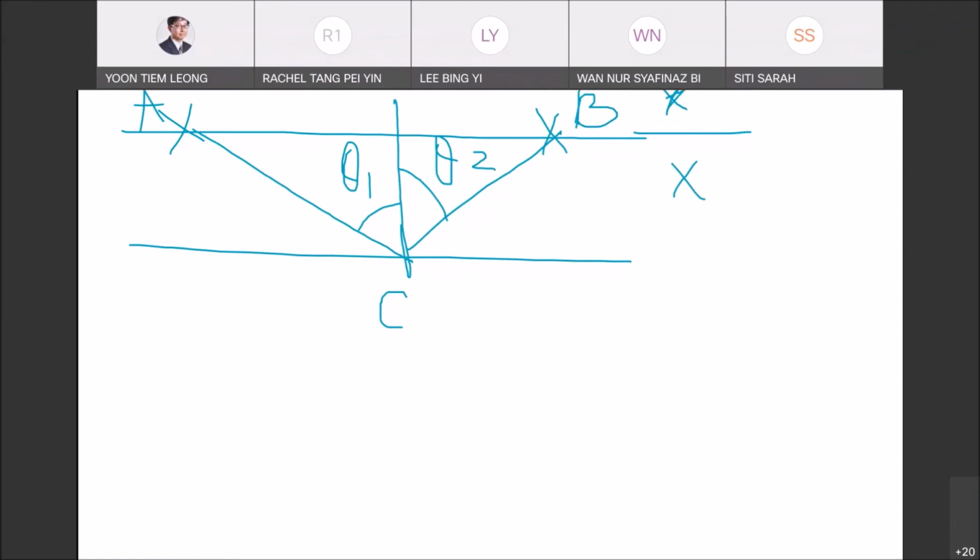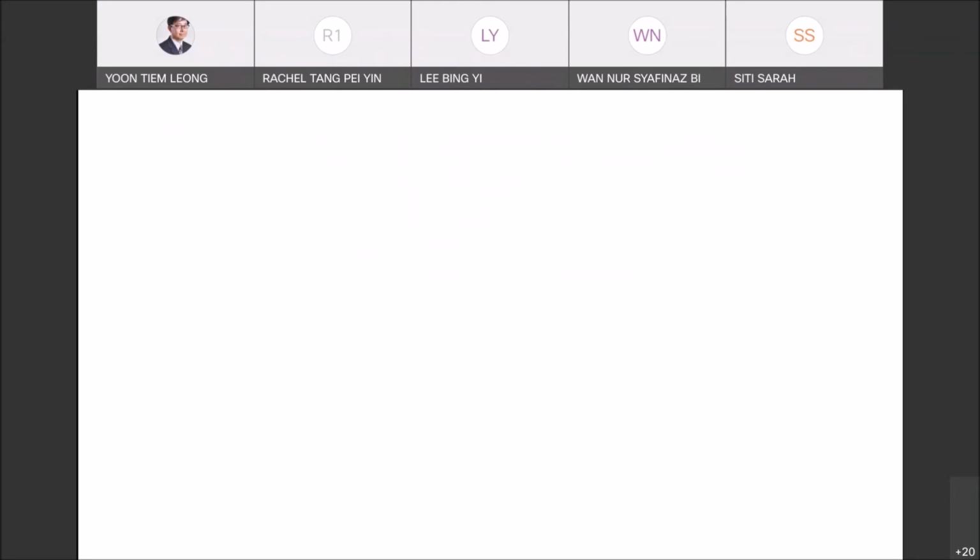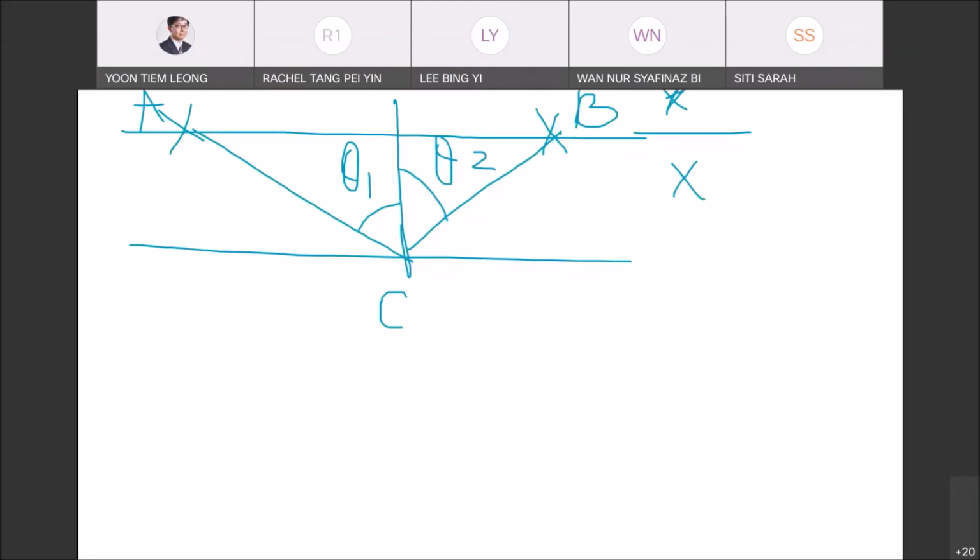But I would just continue to assume that the B... wait, I have a problem with my rubber. I think it should be okay if I assume the heights of A and B to be the same. Okay, so let's see if this is going to help me solve the Fermat principle problem.